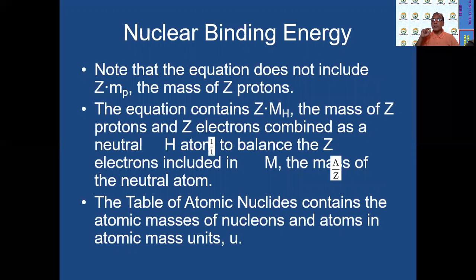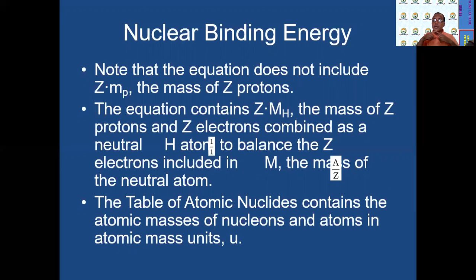One more thing I would like to share with you, that one atomic mass unit is equal to 931.5 MeV, that is, million electron volts. Note that the equation does not include ZMP, the mass of Z protons. The equation contains ZMH, the mass of Z protons and Z electrons combined as a neutral hydrogen atom, to balance the Z electrons included in that particular M(A,Z), the mass of the neutral atom.